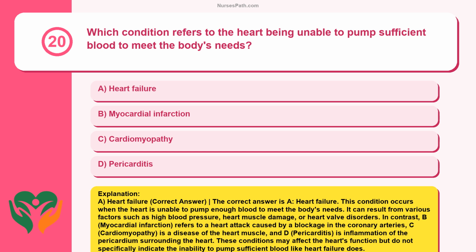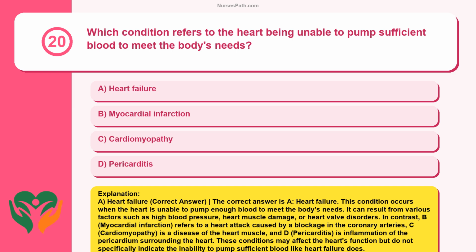A. Heart failure, correct answer. The correct answer is A. Heart failure. This condition occurs when the heart is unable to pump enough blood to meet the body's needs. It can result from various factors such as high blood pressure, heart muscle damage, or heart valve disorders.